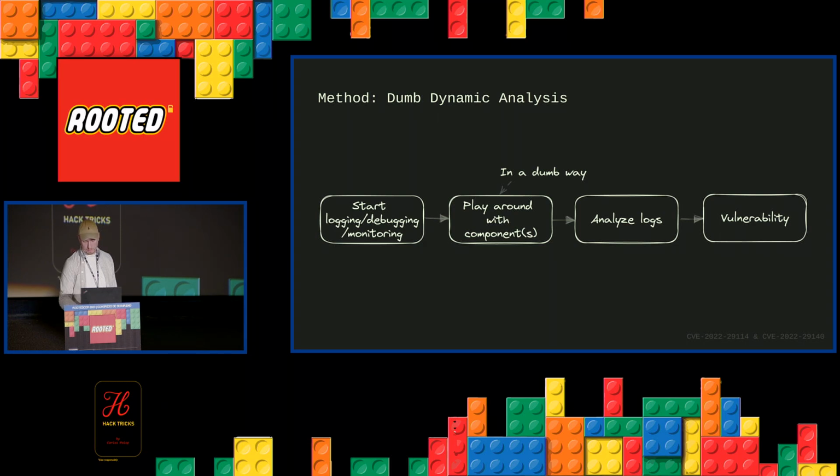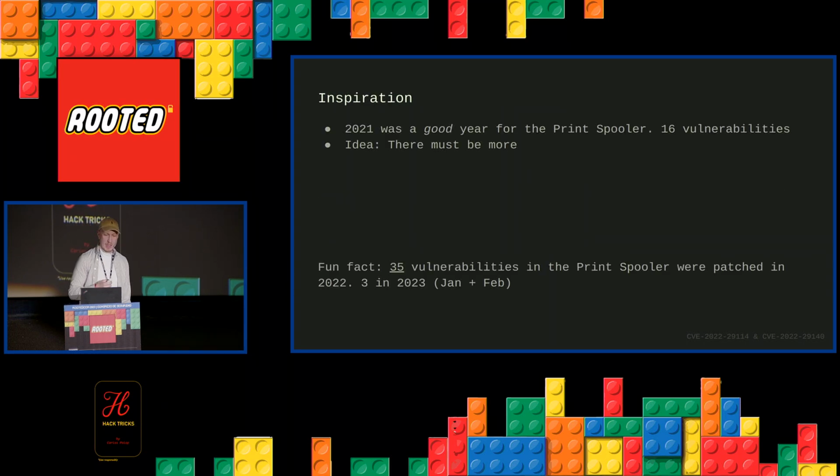So the inspiration I had for this was that 2021 was a very good year for the print spooler. 16 vulnerabilities were reported and patched in 2021. So I was thinking there must be more. And even a fun fact, in 2022, 35 vulnerabilities were found and patched in the print spooler. So that's on average every month, 3 vulnerabilities in the print spooler were patched. And in 2023, we already have 3 vulnerabilities, and we have Patch Tuesday coming up, I think, next week. So maybe there will be some more vulnerabilities in that.